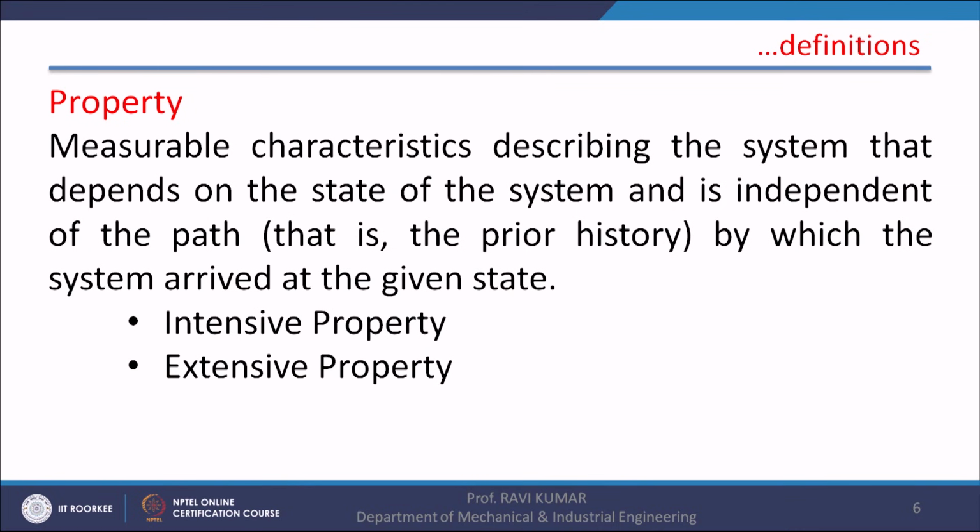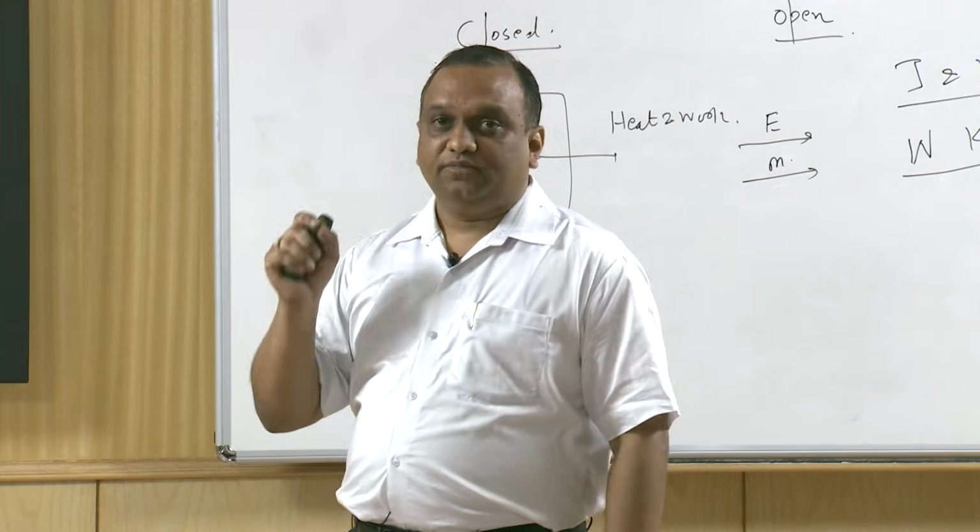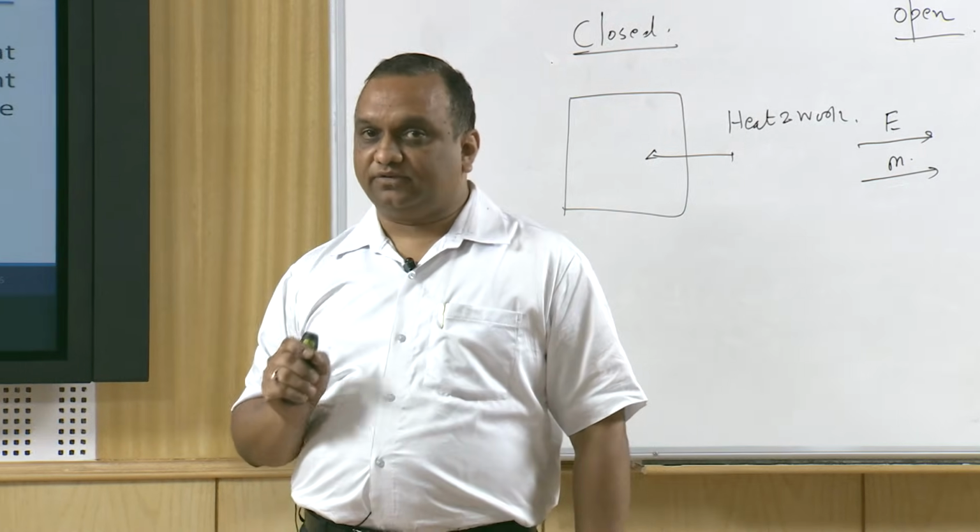Now, property. A property is a measurable characteristic describing the system that depends on the state of the system and is independent of the path by which the system arrived at the given state. The property of the system can also be derived from the measurable characteristics of the system, for example, enthalpy and entropy. And in order to describe a state of the system, we require a minimum of two properties of the system.